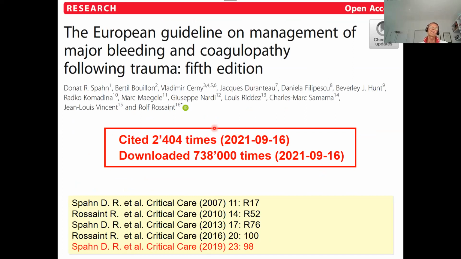And as of yesterday, these guidelines have been cited scientifically 2,400 times and have been downloaded from the original homepage of Critical Care more than 738,000 times. So worldwide, since this is only representing about 30% of total downloads from multiple other sites, these guidelines have been downloaded more than 2 million times, and they have really made an impact in trauma treatment. Again, they provide a framework of what to do, and they set standards.